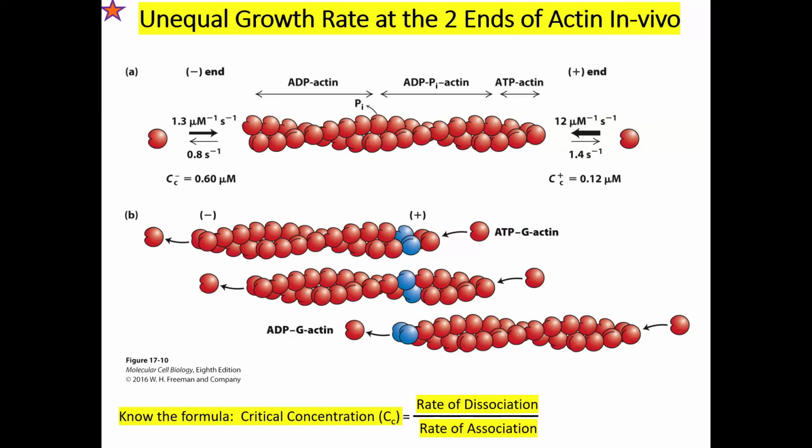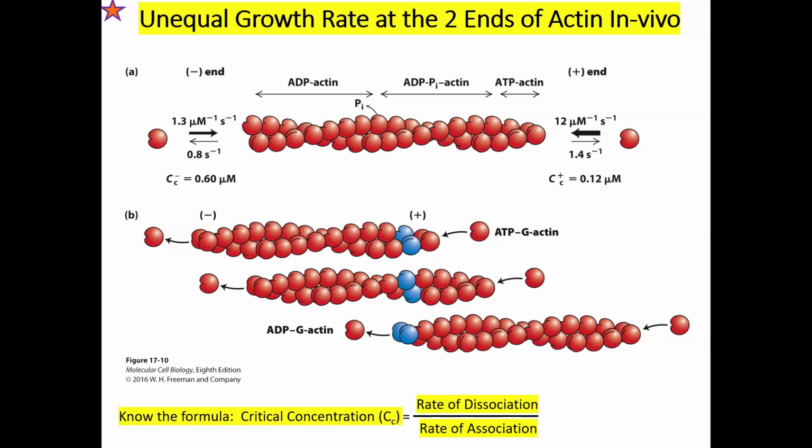Based on that, let's take a look at the critical concentration and how it is calculated. It's very easy. At this end, each of these globular actins is added at 12 micromolar per second. So this is the rate of association. The thick arrow is the rate of association, 12 micromolar per second. Whereas for dissociation, all reactions can be reversible. So even with the ATP-bound actin there is always a chance that it can dissociate. The chance is less, and it is 1.4 per second.